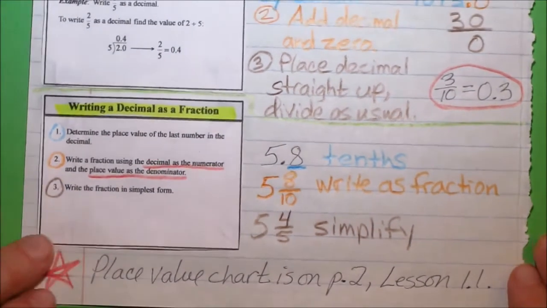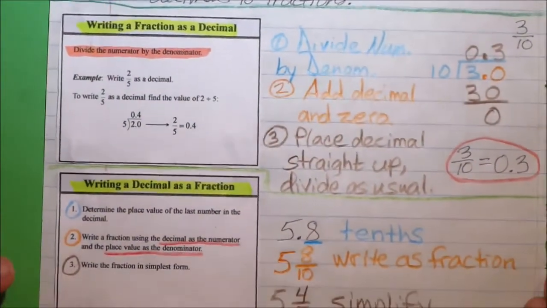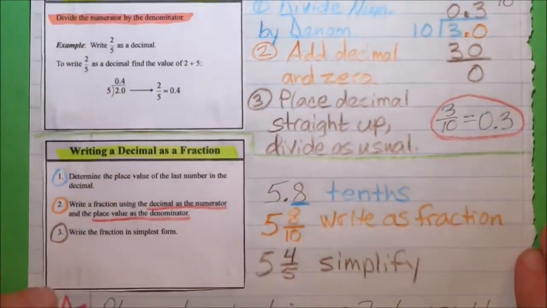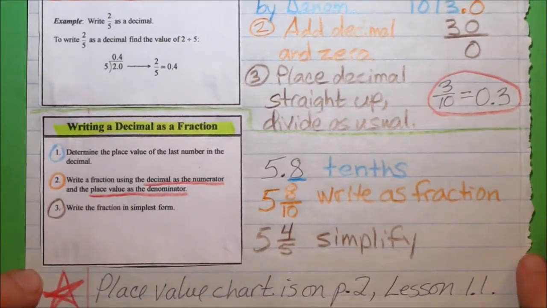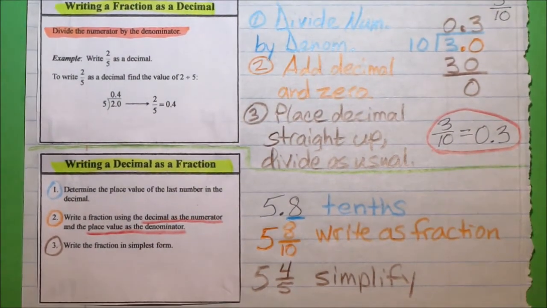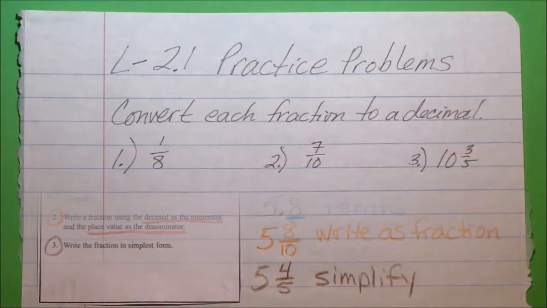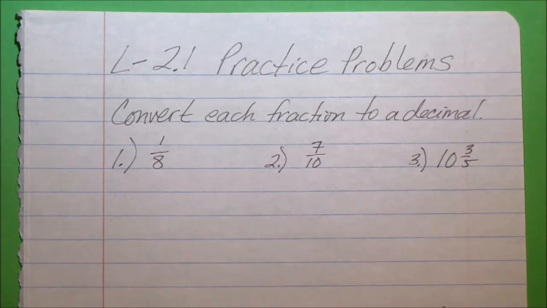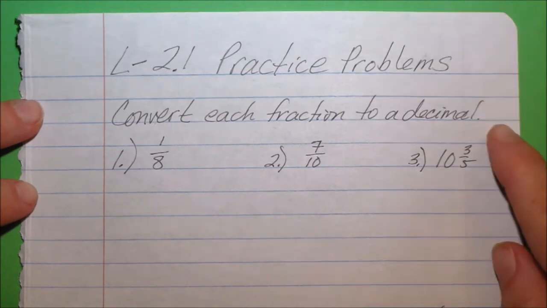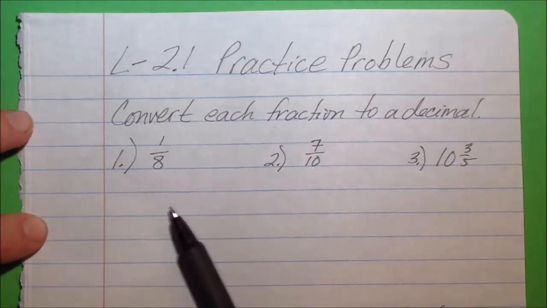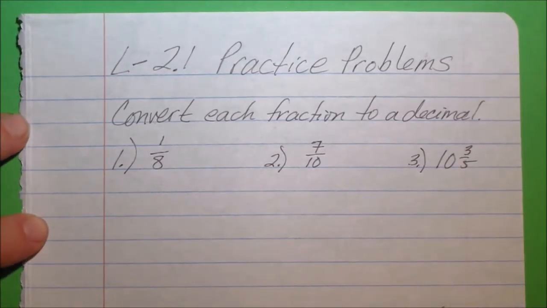All right, so that's our, let's see if I can get the whole thing in there. Can I? Not quite, almost. Okay, so that's our notes for lesson 2.1. Let's go ahead and look at some practice problems. Okay, so practice problems for lesson 2.1. The first ones are simply converting each fraction into a decimal. Use your notes to figure out how that is done.